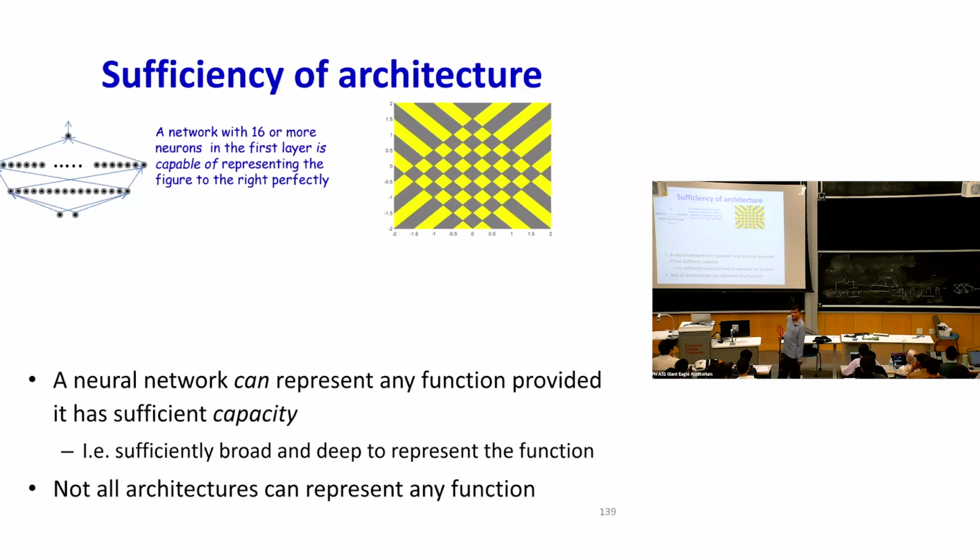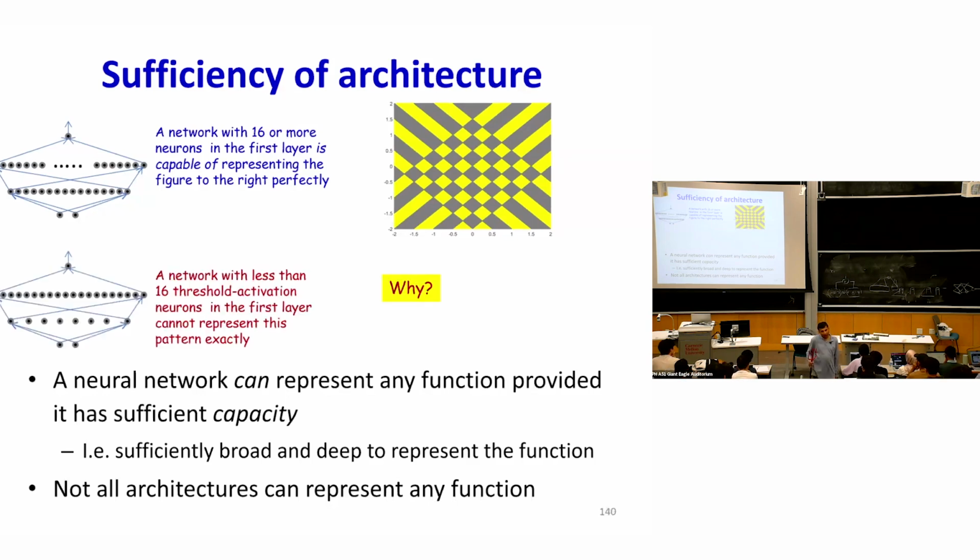Suppose instead of having 16 neurons in the first layer, I only had 8. And I'm going to assume that we have threshold activation functions. So we'll stick with threshold activations. If I have only 8 neurons in the first layer, can I make up for this by adding more layers and more neurons in the subsequent layers? Why not? See, you have lost information, right?